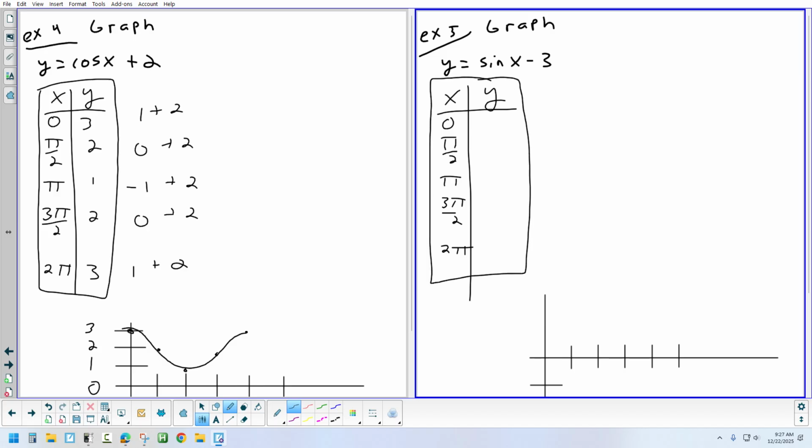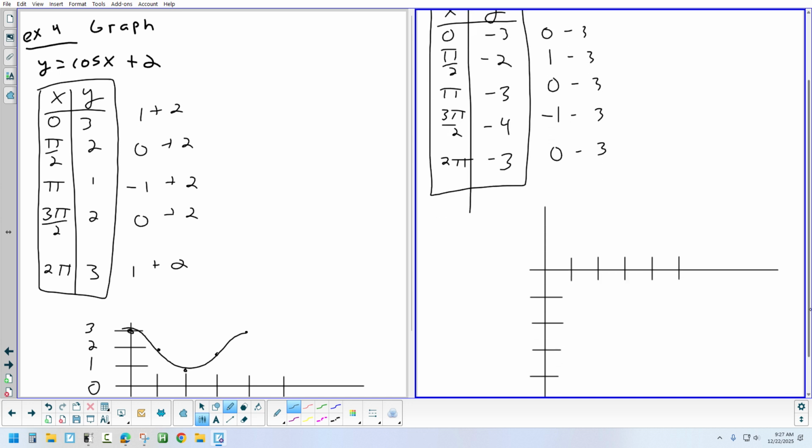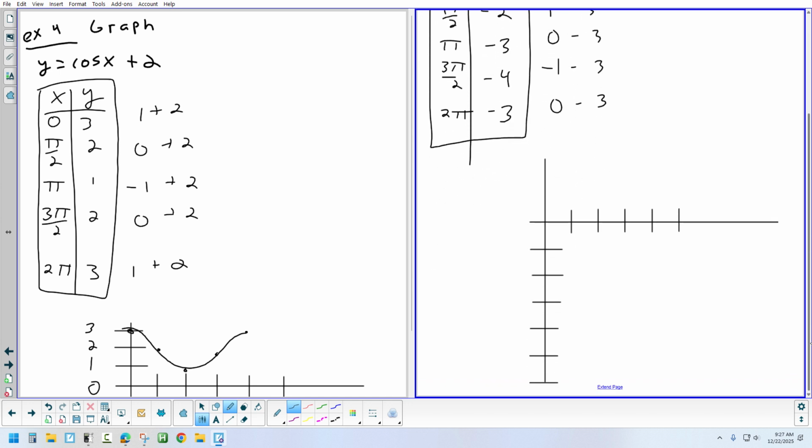0, 1, 0, negative 1, and 0. And what are we going to do to all of them? Minus 3, because it's moving down 3. And Vanessa, if I minus 3 from all of them, what does that give me? Negative 3, negative 2, negative 3, negative 4, negative 3. Yep, that's it. So that's our sine function shifted down 3. Okay, since it's only down 3, I'm going to keep my y-axis going by ones.